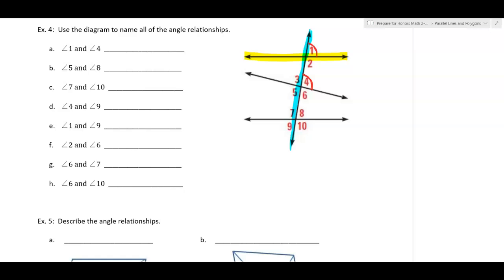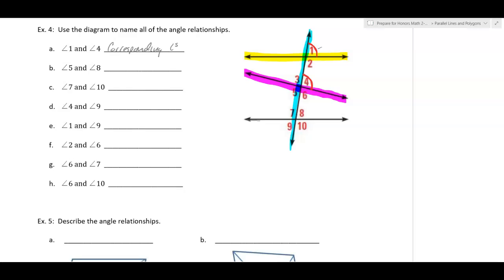I'm going to do these in 3 different colors. Well, if I look, I'm going to use 1 and 4. Touch the yellow line and the pink line. So these are both on the same side of the transversal. One is exterior, one is interior, non-adjacent. Those would be corresponding angles.